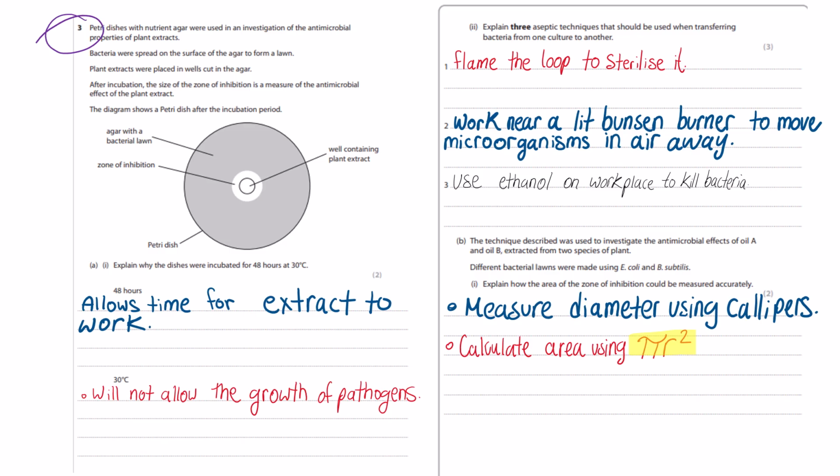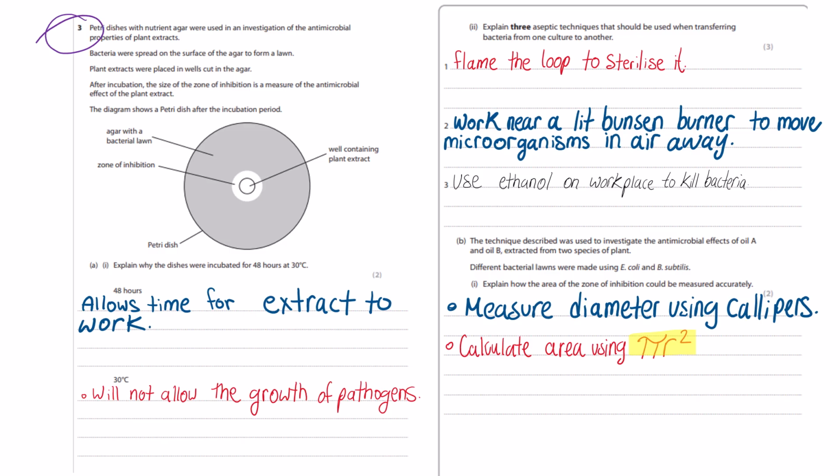So 48 hours allows time for the extract to work. You can also say it allows for the microbes, sorry, to start growing. And at 30 degrees, it will not allow the growth of human pathogens, okay? So this 30 degrees might be sufficient for the microbes. However, it will not allow growth of different pathogens from the outside environment, which can possibly or do actually contaminate the agar plate.